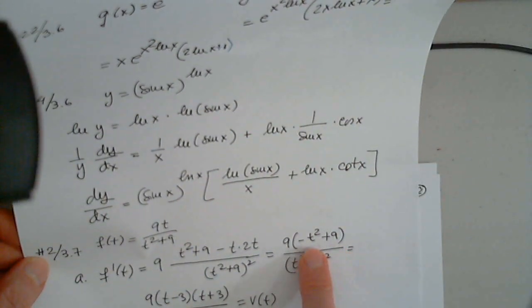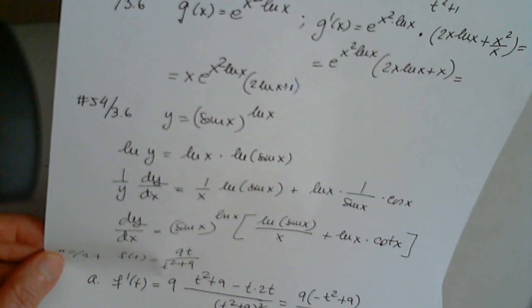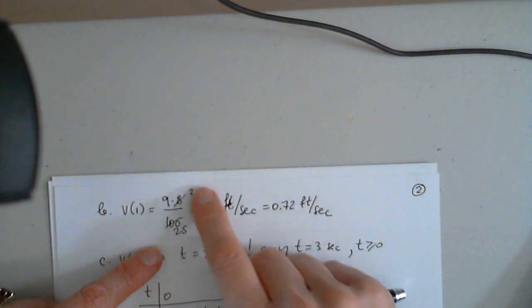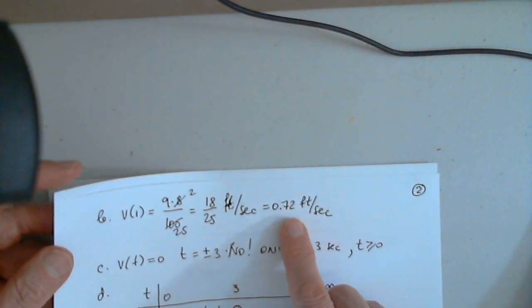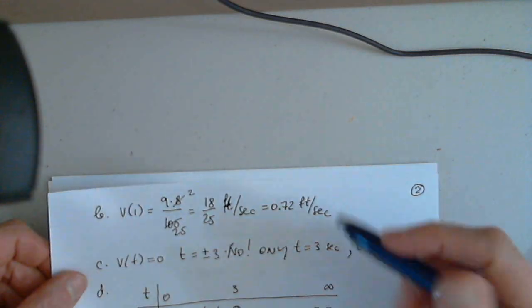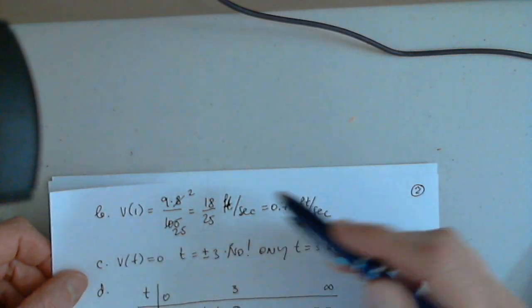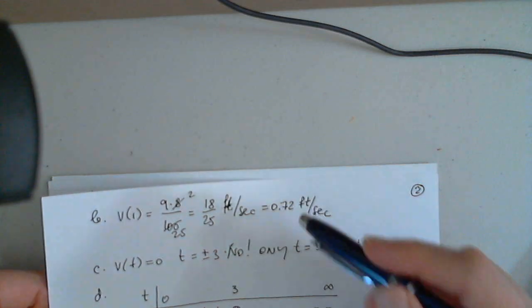9 minus 1 is 8. 8 times 9 is 9 times 8, divided by 10 squared, 1 plus 9 is 10. 10 squared is 100. Not 100 squared, but it's 10 squared. So I simplified by 4, and I got 18 over 25. And you can further simplify it or divide. 0.72 feet per second is the velocity.